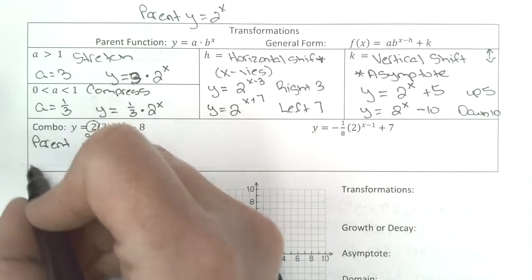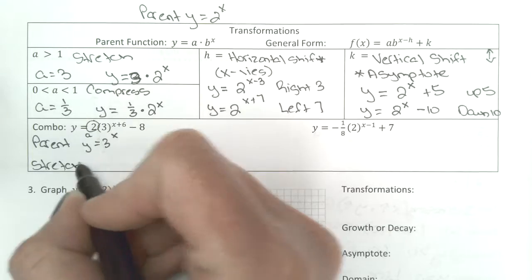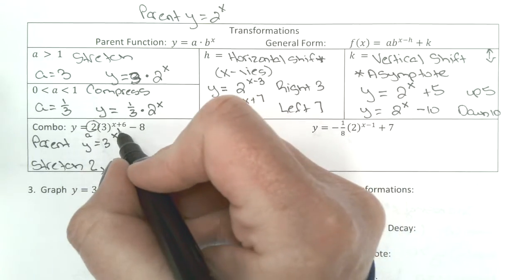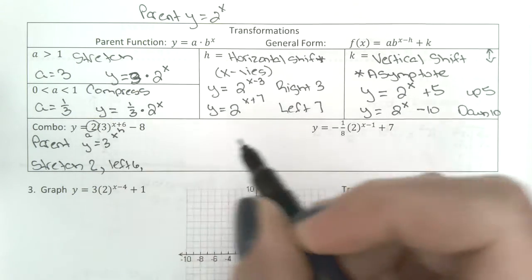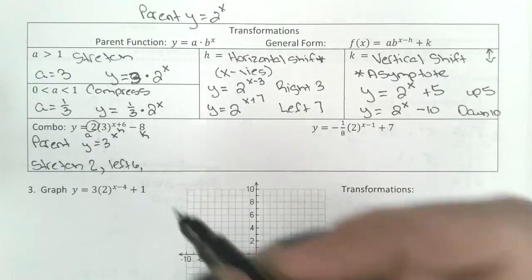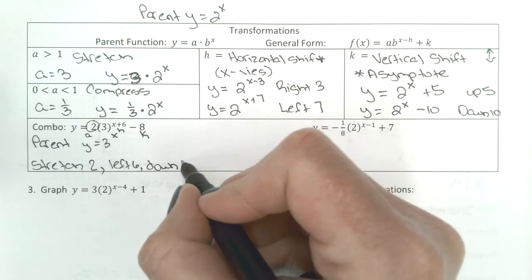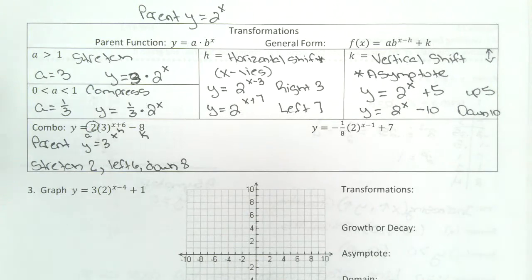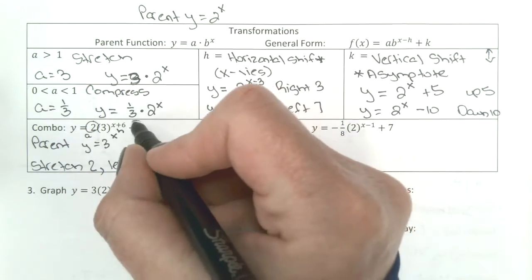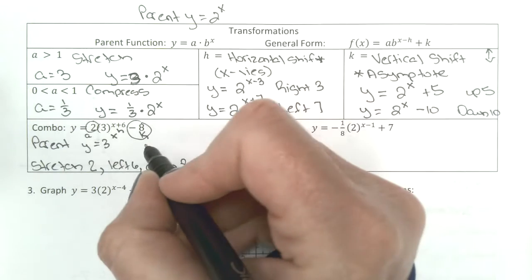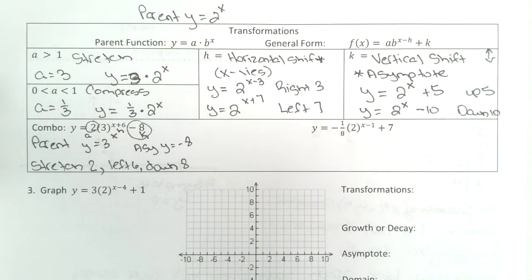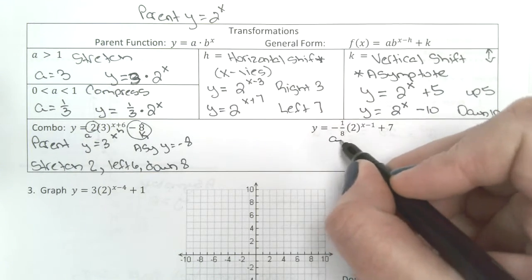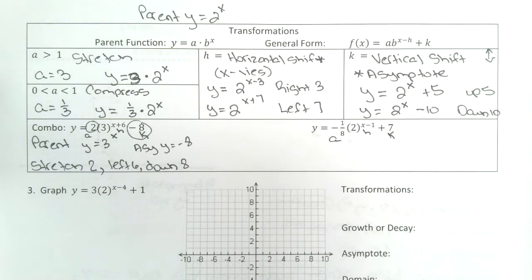Your 2 is your a, so that means it's going to stretch by a factor of 2. Your 6 is your h, and that lies to you, so that means it's going to go left 6. And the negative 8 is your k, and that means it went down 8 units. And that also tells you your asymptote. I know that I have an asymptote at y equals negative 8. All right, so there's my a, there's my h, there's my k.